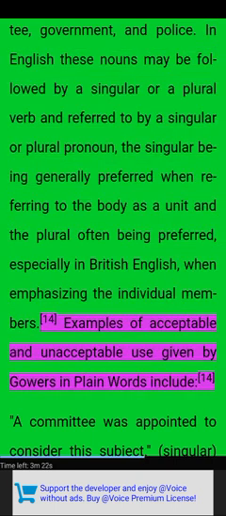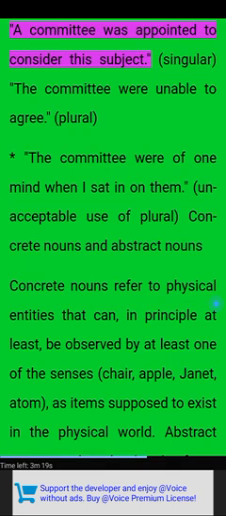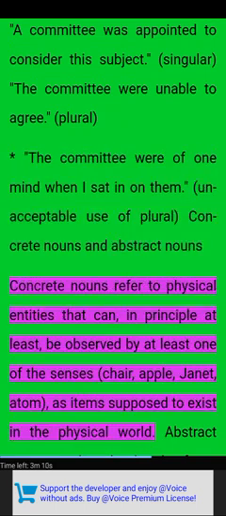Examples of acceptable and unacceptable use given by Gowers in Plain Words include: "A committee was appointed to consider this subject" (singular); "The committee were unable to agree" (plural); "The committee were of one mind when I sat in on them" (unacceptable use of plural).